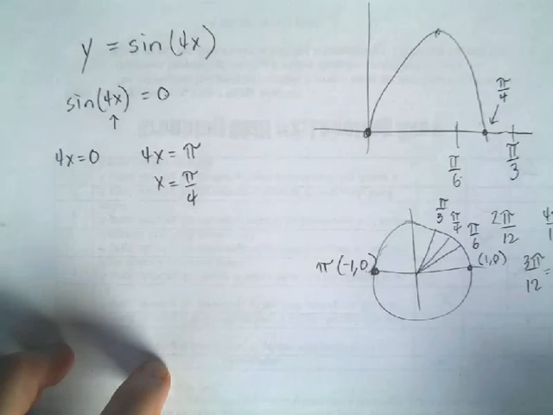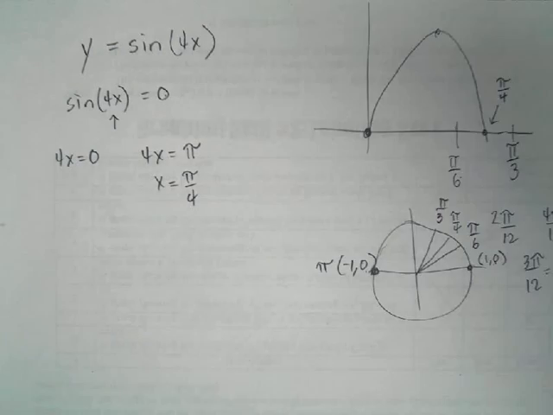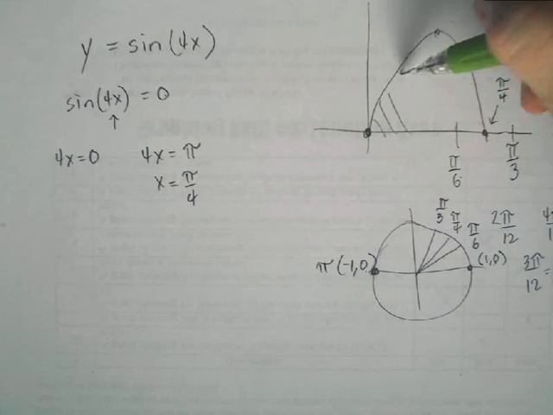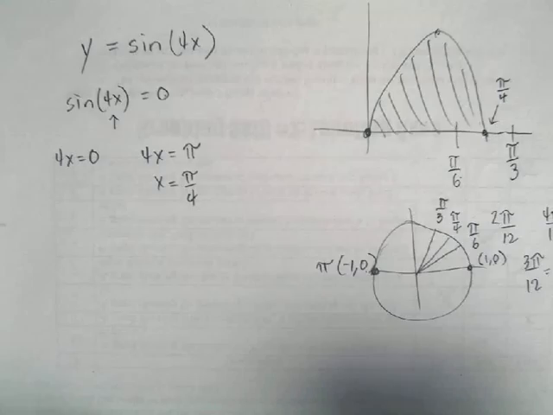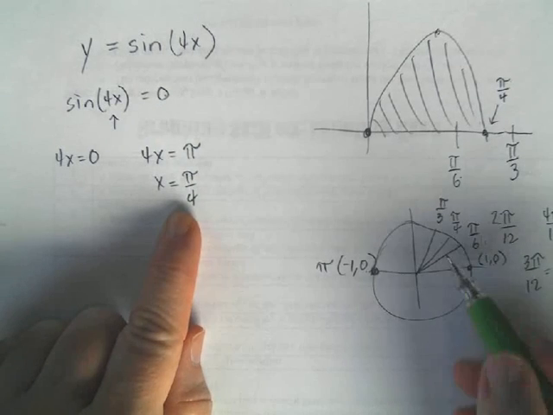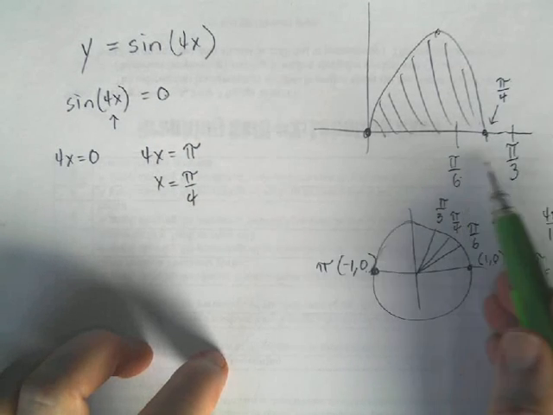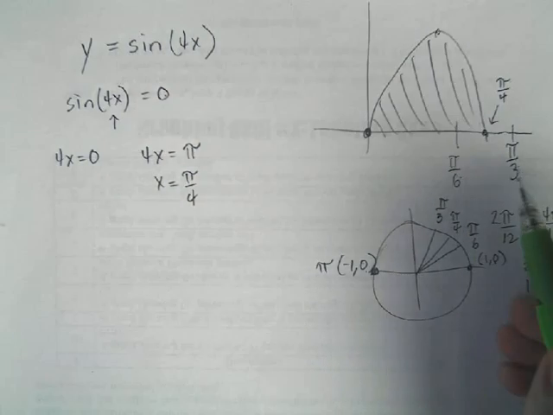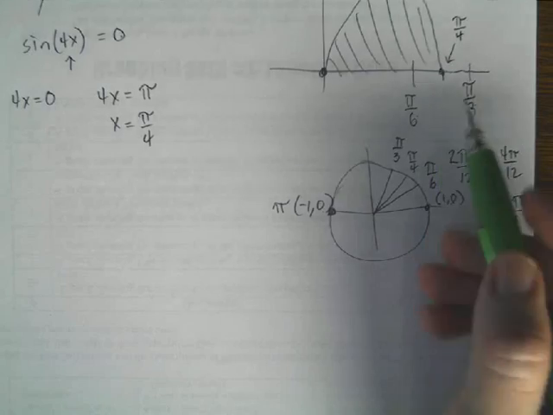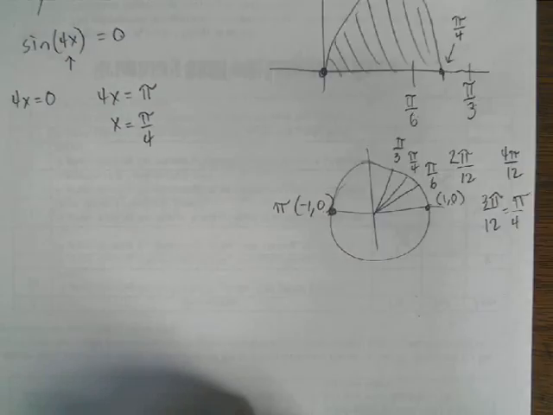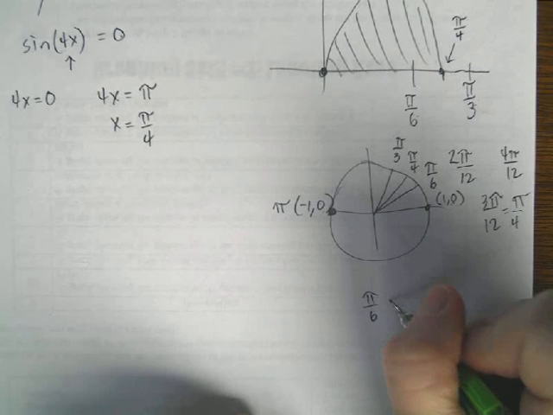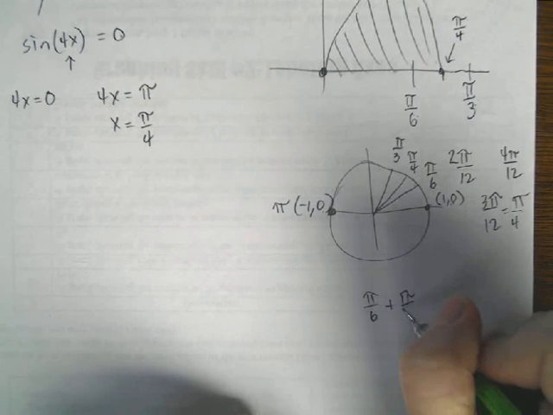Okay, so there's 3 different ways to get that other intersection, because we're trying to find the area under this curve. Whether you use the unit circle, or you figured out what's halfway between pi over 6 and pi over 3, oh, I just thought of another way. You could find the average. What's halfway between two numbers? The mean. You do pi over 6 plus pi over 3 divided by 2.